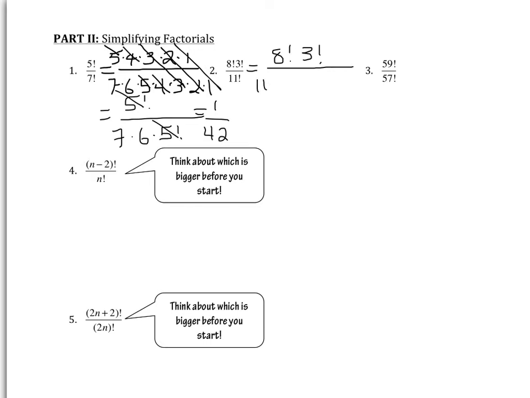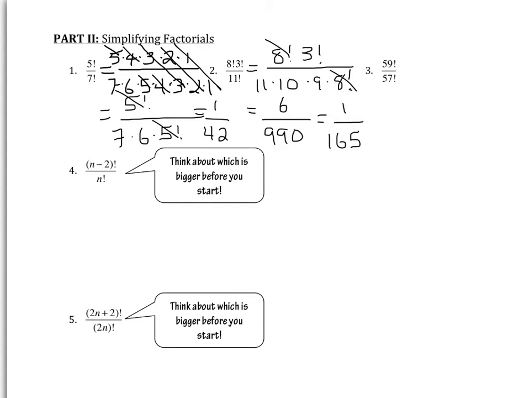So 11 times 10 times 9 times, oh look, 8 factorial. And then these can cancel, and that leaves us with 3 factorial, which is 3 times 2 times 1, that's 6, over, when you work that out, you get 990. And then that reduces to 1 over 165, I think.